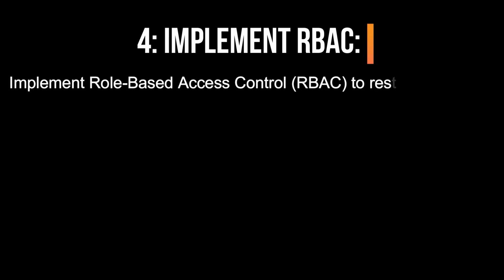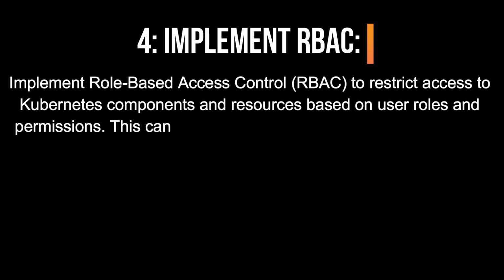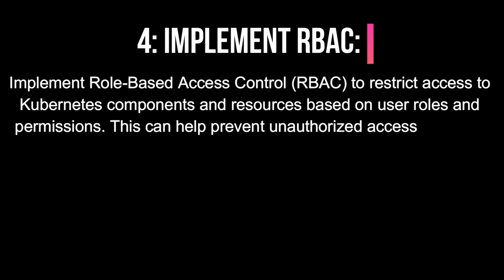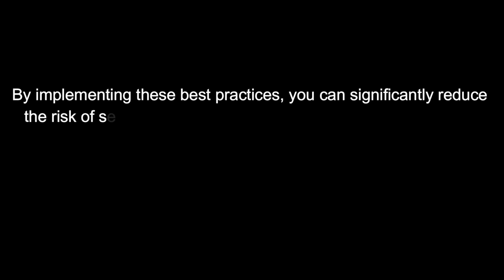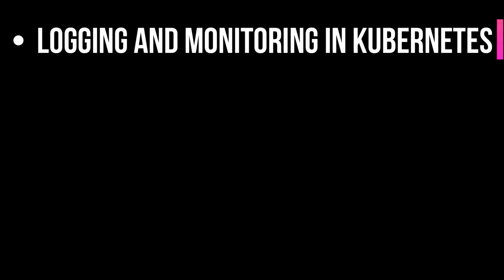4. Implement RBAC. Implement Role-Based Access Control, RBAC, to restrict access to Kubernetes components and resources based on user roles and permissions. This can help prevent unauthorized access and data breaches. By implementing these best practices, you can significantly reduce the risk of security breaches and data leaks in your Kubernetes cluster.